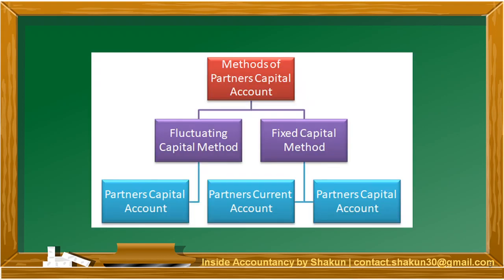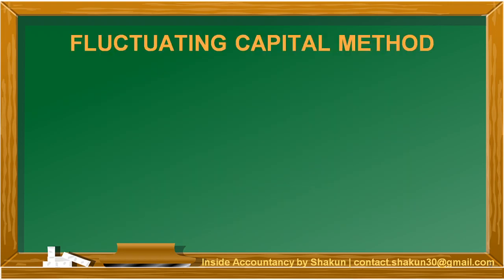In case of fluctuating capital method, one account, that is partner's capital account, is prepared, and in case of fixed capital method, two accounts, that is partner's current account and partner's capital account, are prepared. Let's talk about the first method, that is the fluctuating capital method.